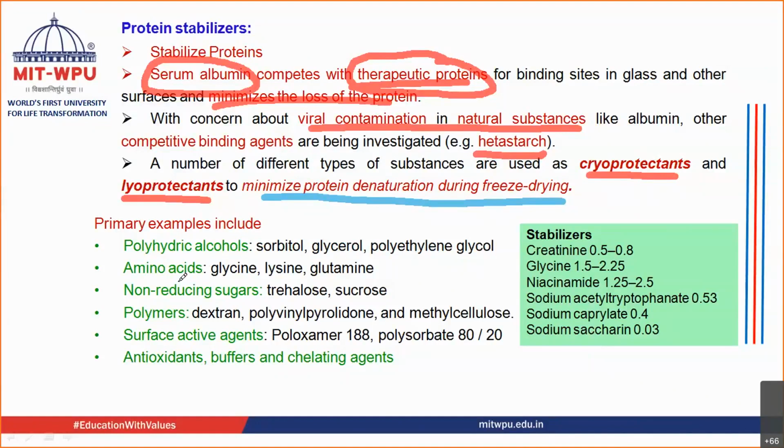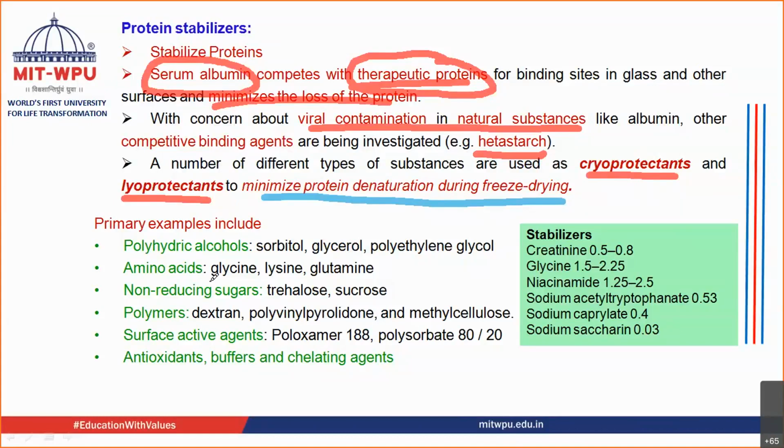Some of the examples of amino acids are glycine, lysine, glutamine. Some of the examples for protein stabilizers in the form of non-reducing sugar are trehalose or sucrose. Polymers such as dextran, polyvinyl pyrrolidone (PVP), or methylcellulose can be used. Surface active agents, for example, poloxamer 188, polysorbate 80 or polysorbate 20, can be used. Or you can also use antioxidants. You can also use buffers, or also a chelating agent in order to stabilize the protein.